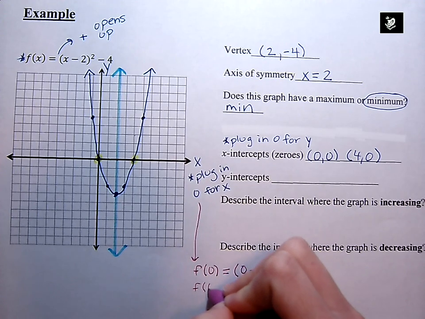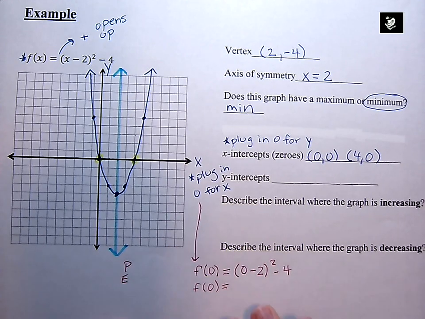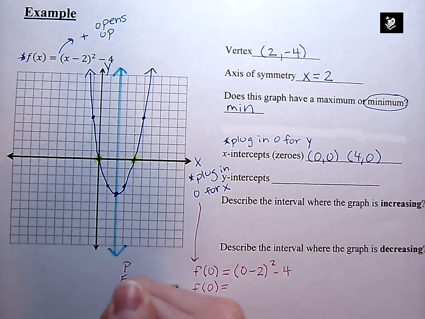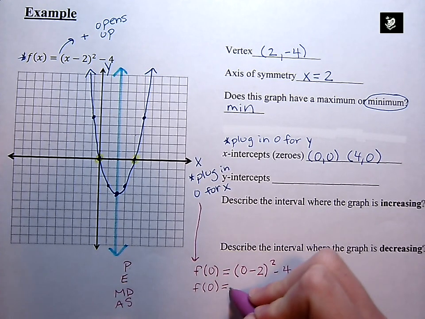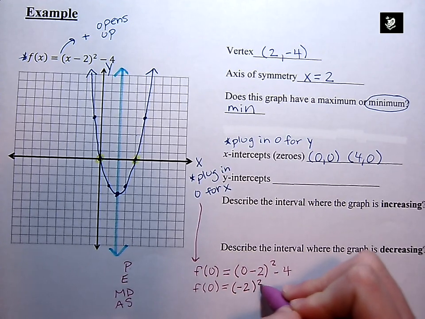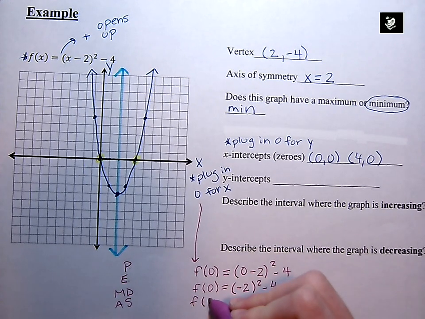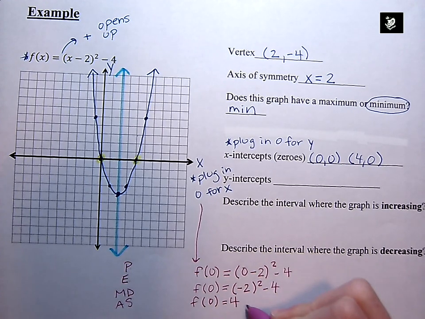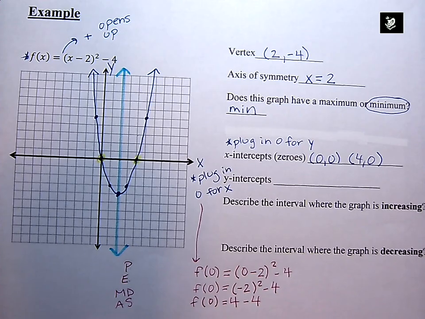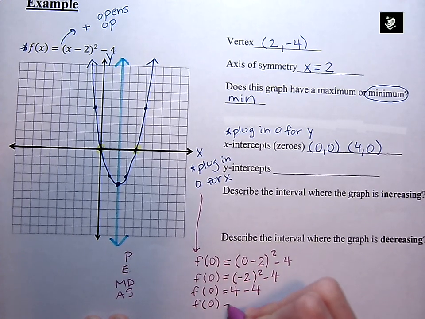So the first thing I would have to do is P for parentheses. Remember our PEMDAS. So I'm going to simplify what's inside the parentheses first. So 0 minus 2 is still a -2. Then I would take care of my exponents. So -2 squared, 2 negatives make a positive. That's a +4. And then last but not least, I would do any multiplication or division, which there isn't any, so addition and subtraction. So 4 minus 4 is 0.